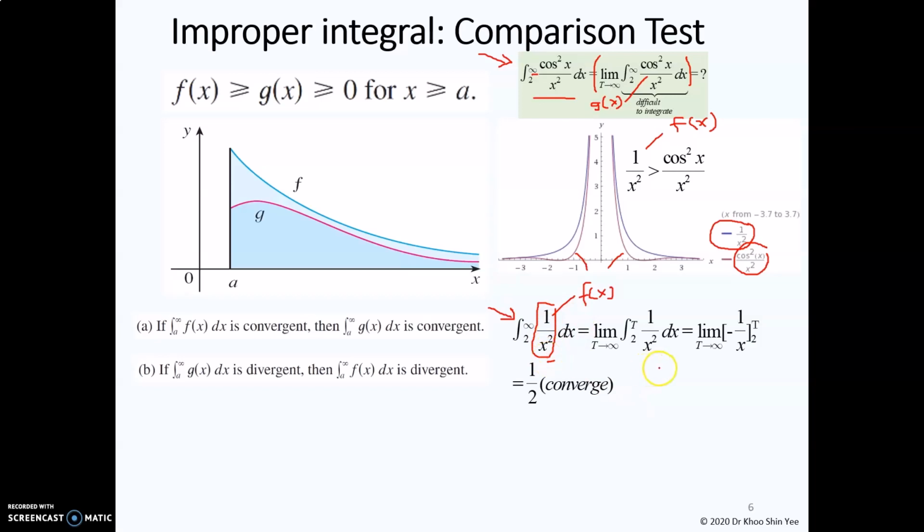So after you integrate this, you should obtain negative 1 over x. And you take the corresponding limit. After that, you substitute this inside, you should obtain negative 1 over t plus 1 over 2. Take the limit of t approaching infinity, 1 over infinity gives you 0. Therefore, you have 1 over 2 as the solution. So we know that this improper integral is converged.